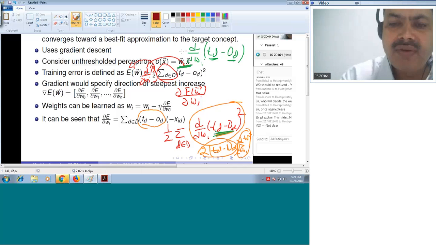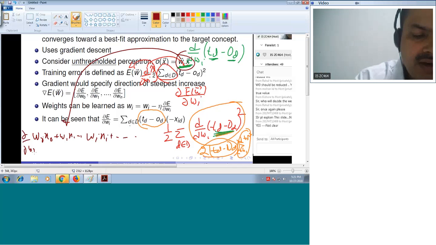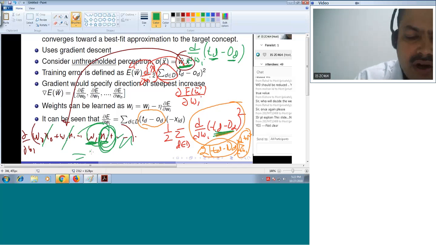You can expand this formula as w0 x0 plus w1 x1 plus dot dot wi xi plus dot dot dot. If you want to differentiate this with respect to wi, all these other terms become constant. Only one term contains wi, therefore only this remains. So the output is xi, and the xid term is over here.